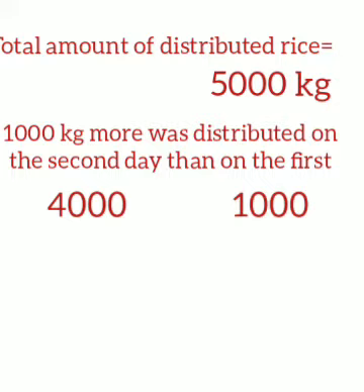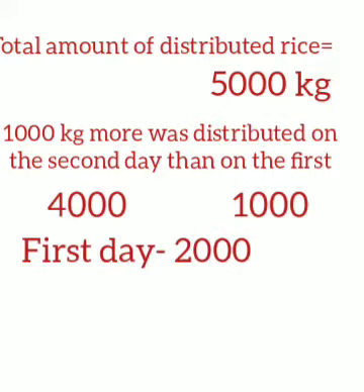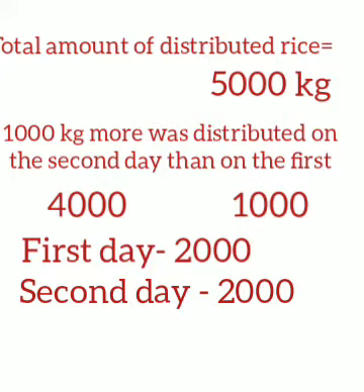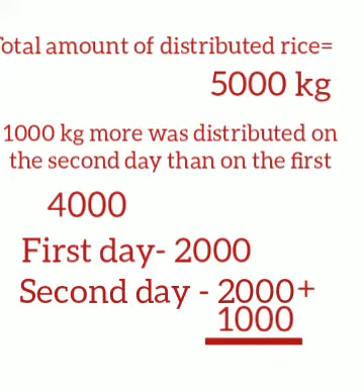Okay, that 4,000 was distributed equally. Then what is the amount? Yes, first day 2,000, second day 2,000. The extra 1,000 kilograms was on the second day, so we add that 1,000 to the second day. Then how much on the second day? Yes, 3,000. First day they distributed 2,000 kilograms and second day 3,000 kilograms. Total 5,000 kilograms.